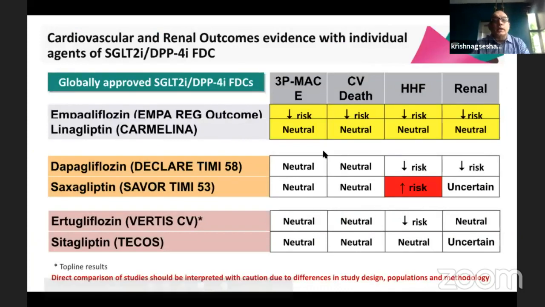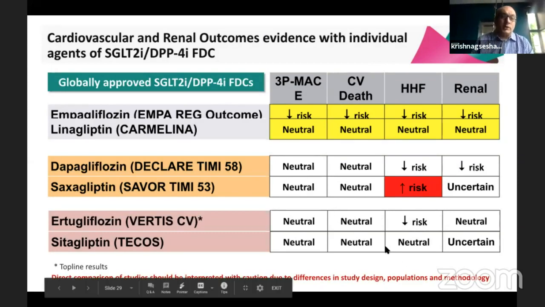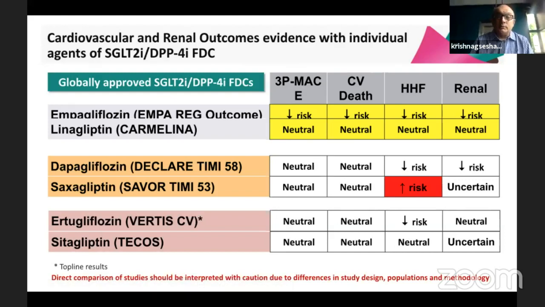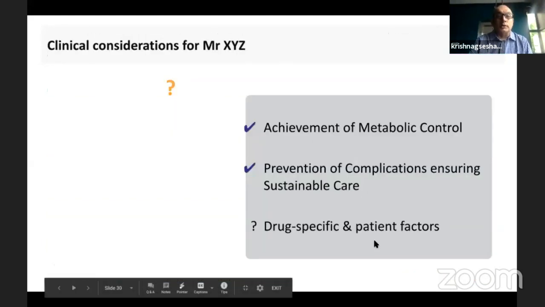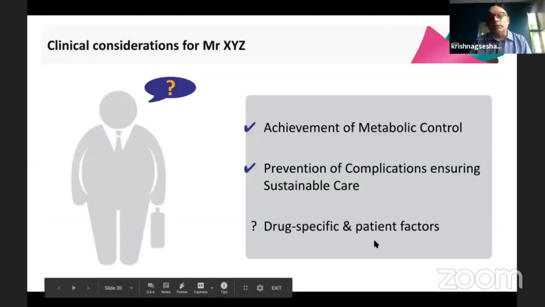So this is looking at cardiovascular and renal outcomes with the individual agents of the combinations. This is empagliflozin and linagliptin, reduction in 3-point MACE, CV death, heart failure risk, and renal. This is dapagliflozin, remember the saxagliptin sitting in there. And we don't have the combination of ERTU with SITA in India, but looks like these are neutral.